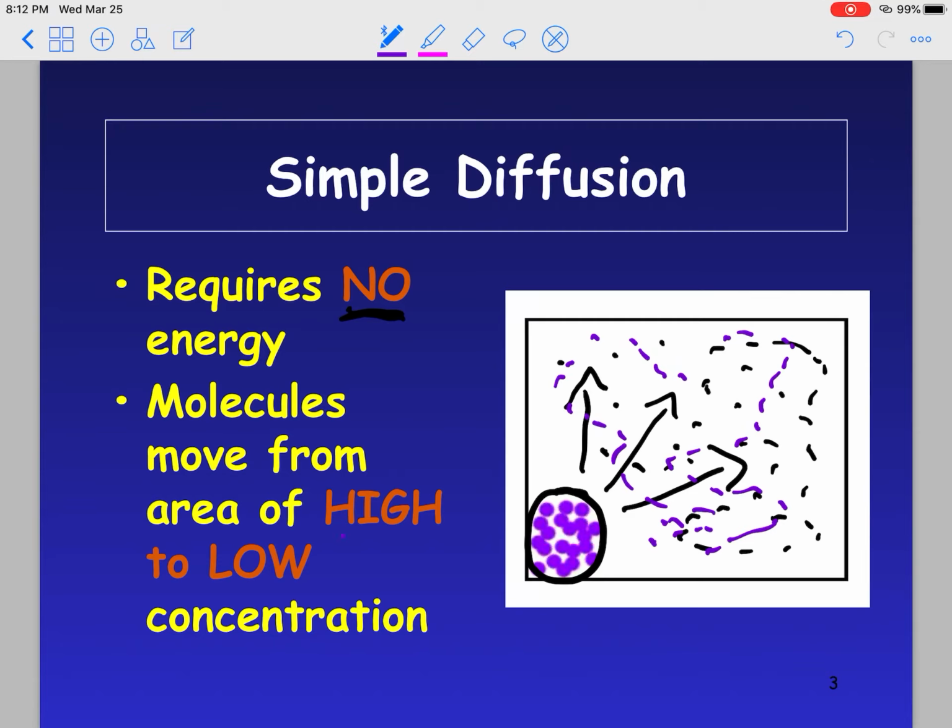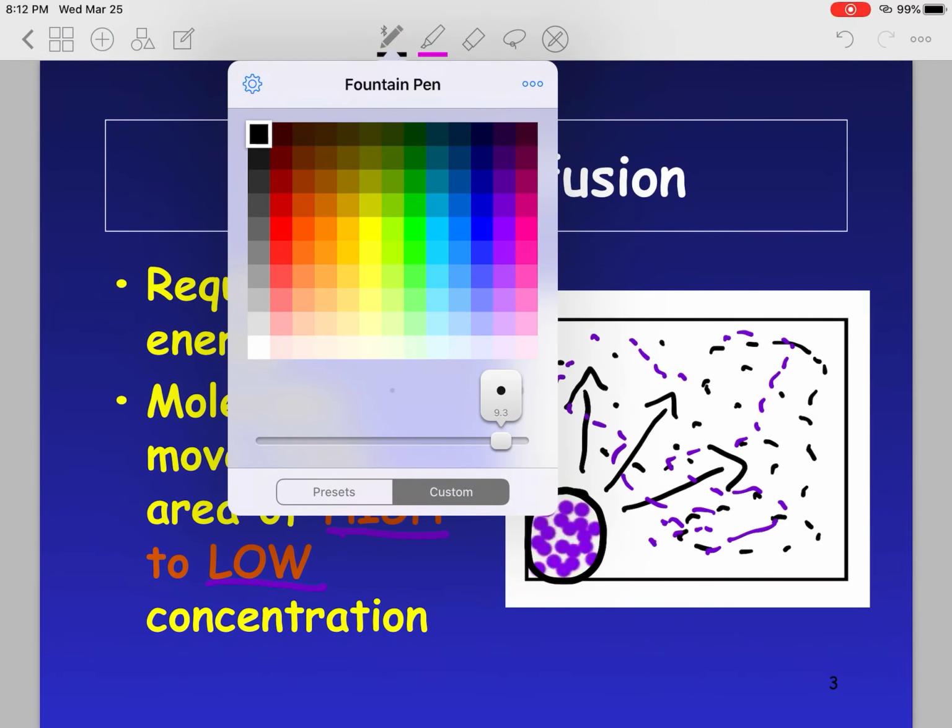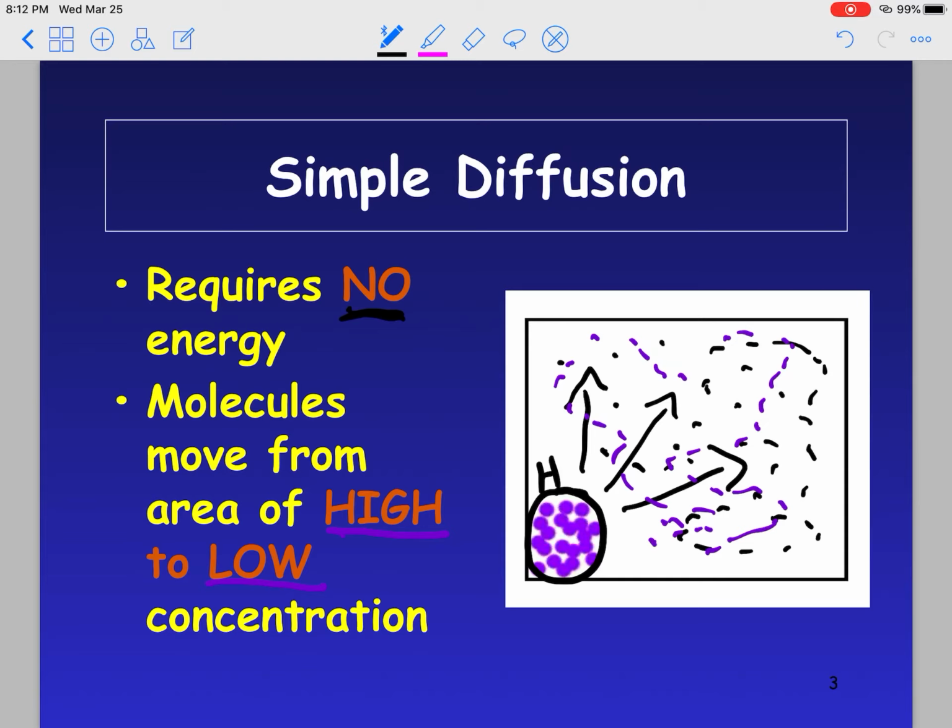So what happens is it goes from an area of high concentration to low concentration. So that little drop was highly concentrated right there in the drop, and it was less concentrated out here where there wasn't. And so it moved from this highly concentrated area here out to the less concentrated areas.